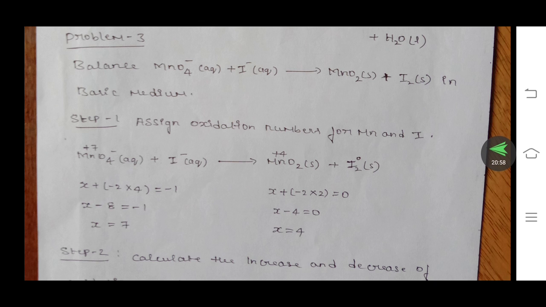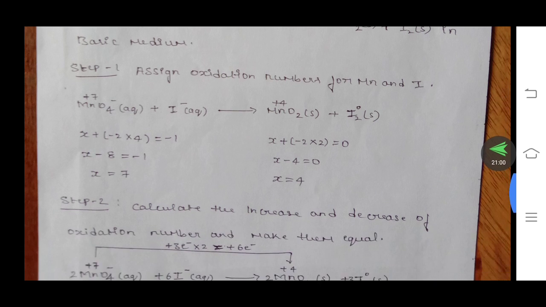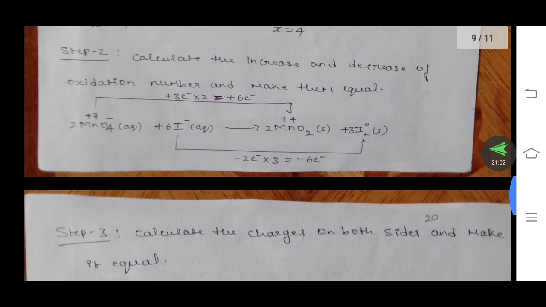So that means single iodine is losing 1 electron. So total how many iodine is present? 2 iodine is present. So that's why it is losing 2 electrons. So that's why minus 2. Manganese is gaining plus 3, so iodine is losing minus 2. So you have to make both charges equal.